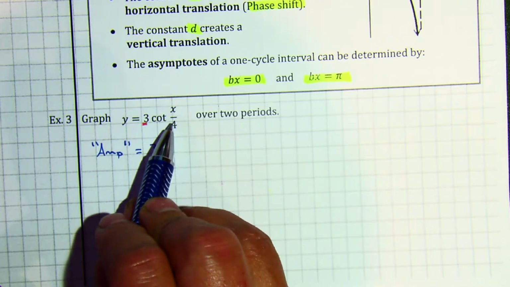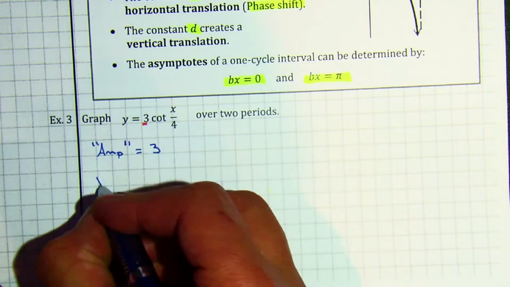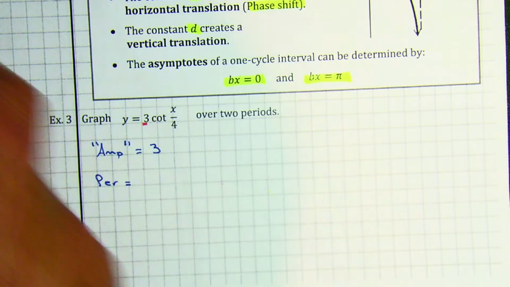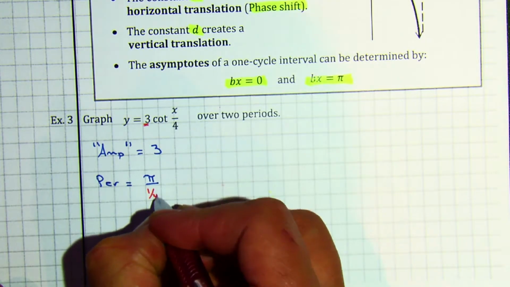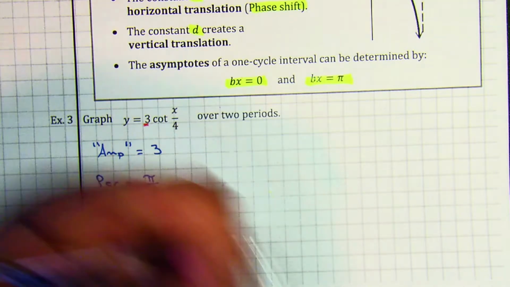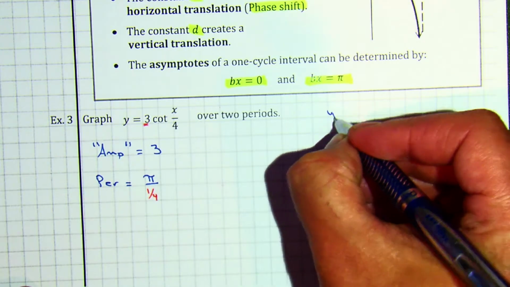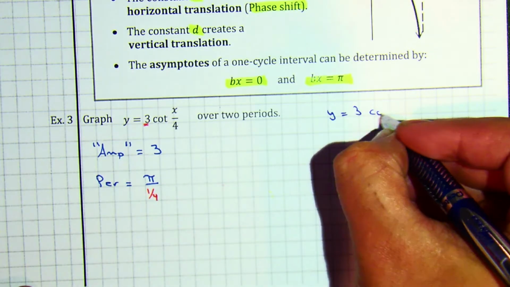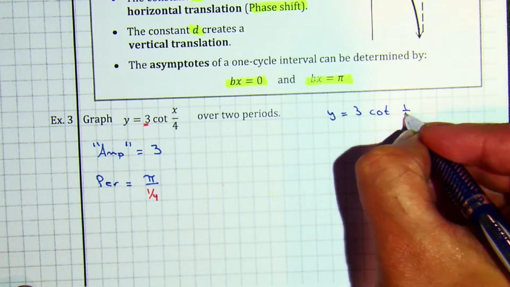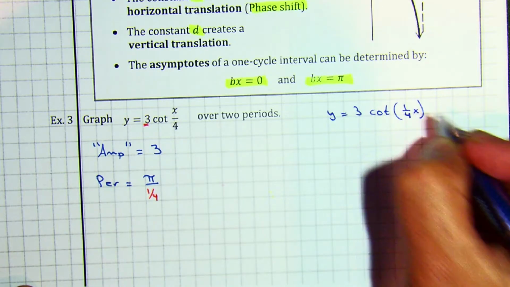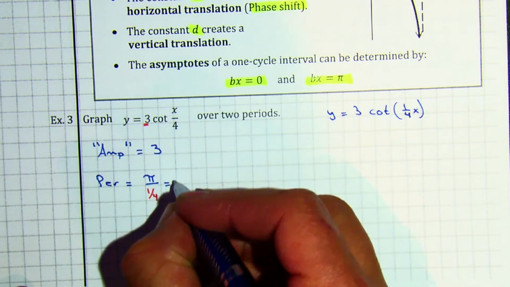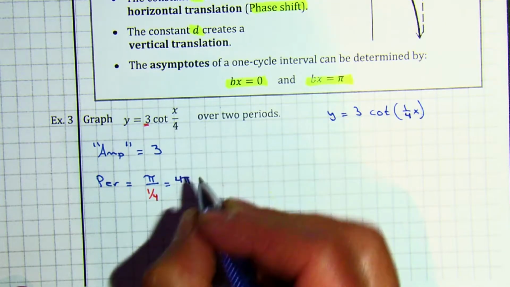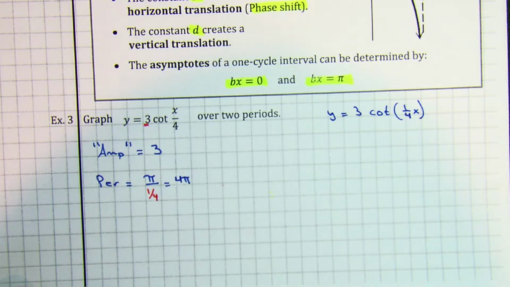Then the 4, that'll be pi over your period. So therefore, it'll be pi over, not 4, but 1 over 4. Right? We want to be able to think about it as the cotangent of 1 over 4x. Same thing. So therefore, your period will be 4 pi. And we need to be able to graph 2 periods.